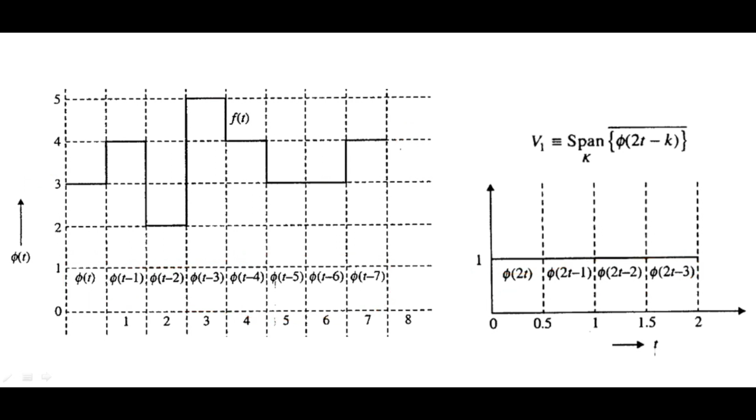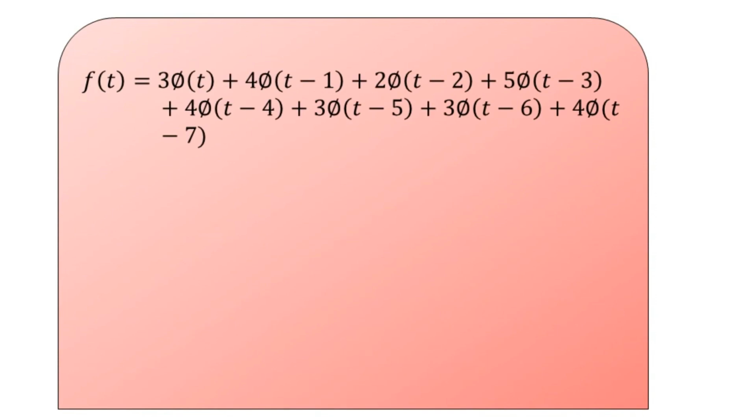So on the next slide you see the signal denoted by f(t) here. We represent f(t) by the use of V0 as the functional space. f(t) is equal to 3 times phi(t), added by 4 times phi(t minus 1), further added by 2 times phi(t minus 2), added by 5 times phi(t minus 3), further added by 4 times phi(t minus 4).